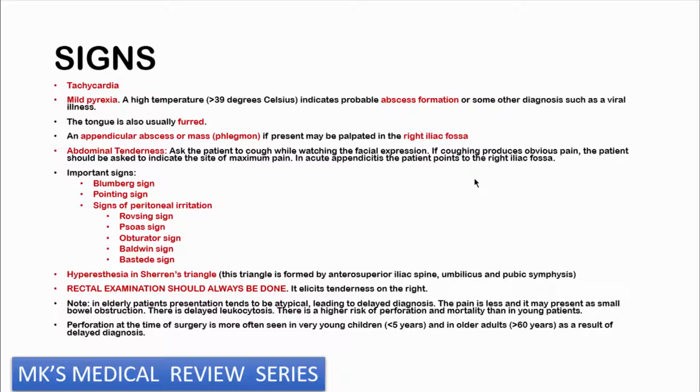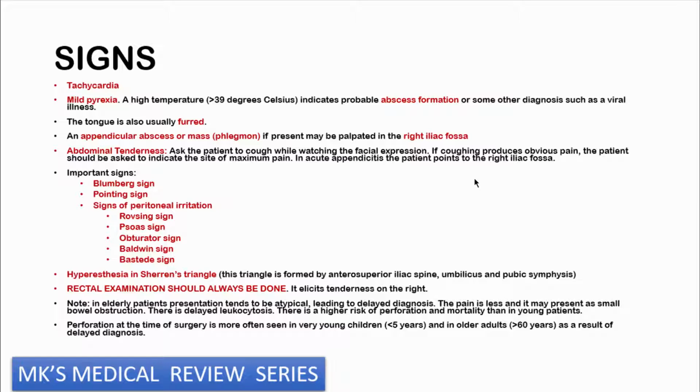When it comes to the signs of appendicitis that you elicit on physical examination, you may have tachycardia, you may have mild pyrexia, or sometimes a high temperature, which is greater than 39 degrees Celsius. This is obviously going to indicate an abscess that is forming, or maybe some other diagnosis, such as a viral illness. The tongue is often furred. You may also have an appendicular mass or an appendicular abscess, which can be palpated in the right iliac fossa.